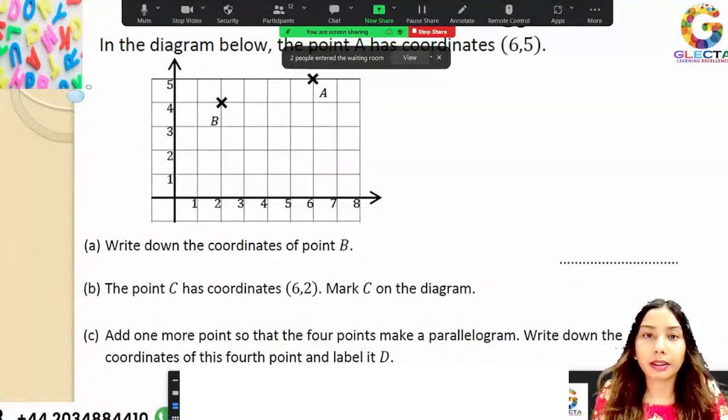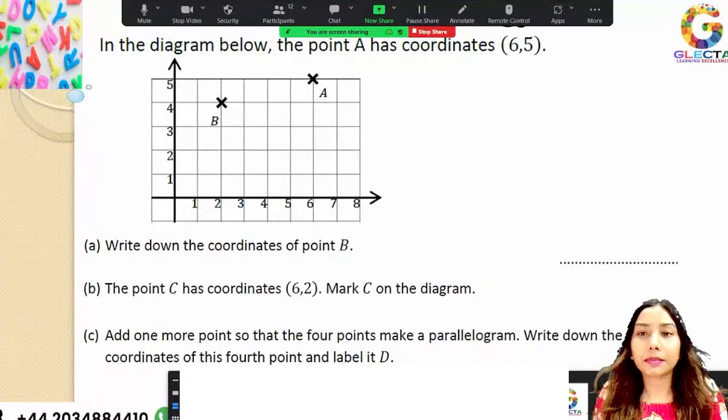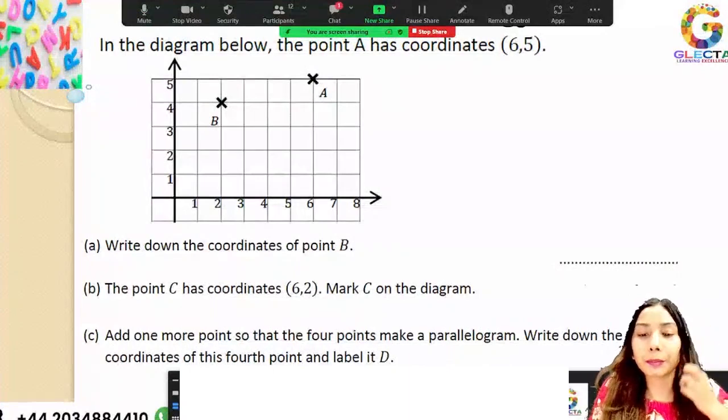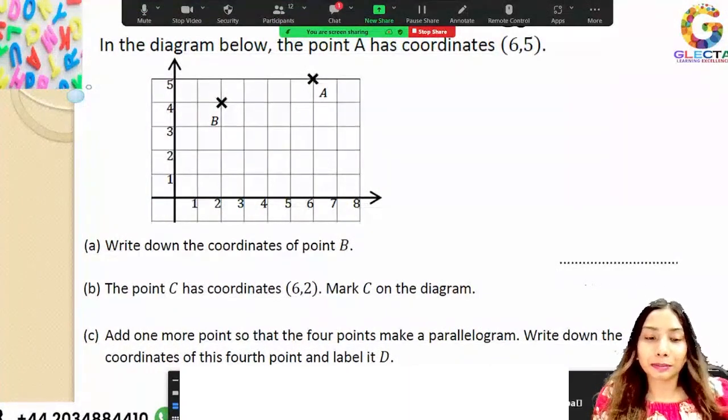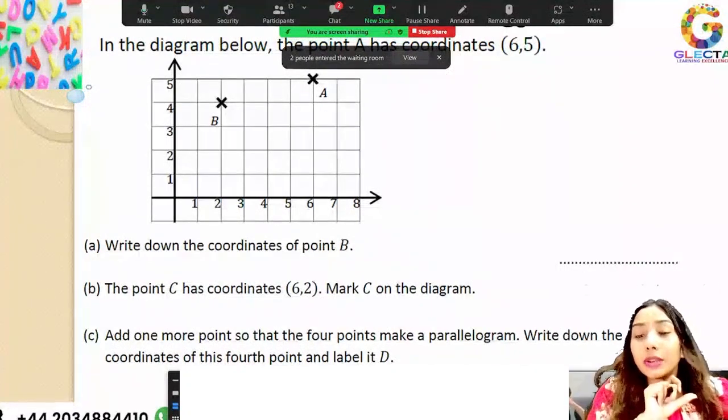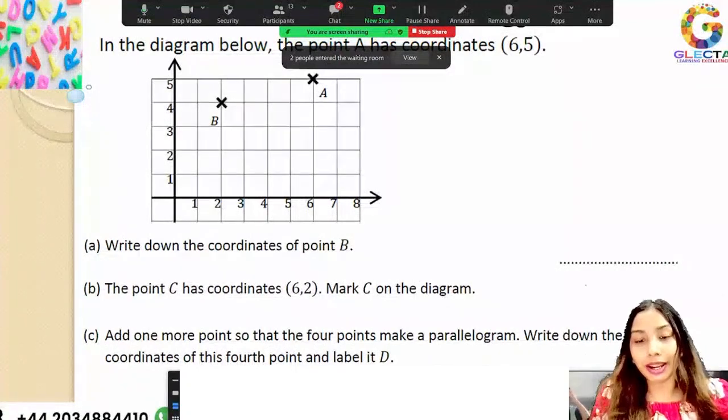This is your next question. For the plotting, you just write how many units right and how many units up in the chat box. But for the C part, you can write down the coordinate of D. Yes, Abdul? Sorry, what? For C, right? Yeah, the coordinates are given. You just have to mark. You just need to write how many units we need to take right and up. That's the point, okay?